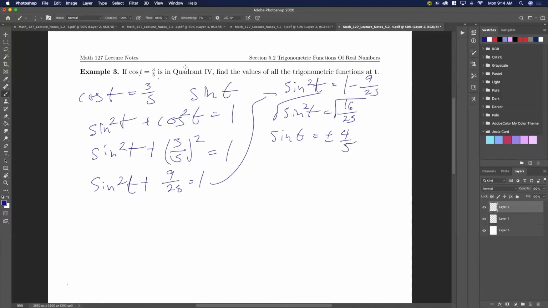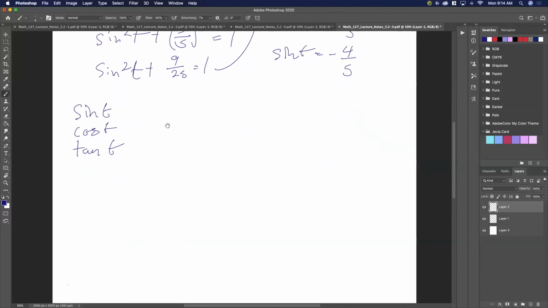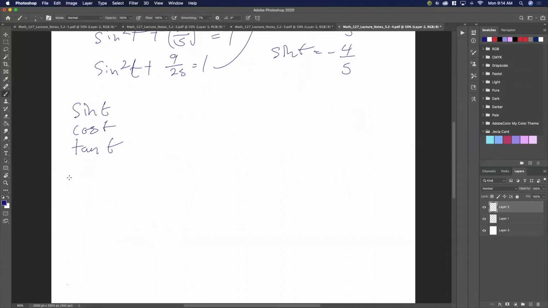Now, which one do I want? Well, I'm in quadrant 4, and in quadrant 4, sine is negative. So sine of t here will just be equal to minus 4/5. Okay, so I know it. Usually when I do this one, they'll just list it out: sine of t, cosine of t, tangent of t, then cosecant t, secant t, and then cotangent t.